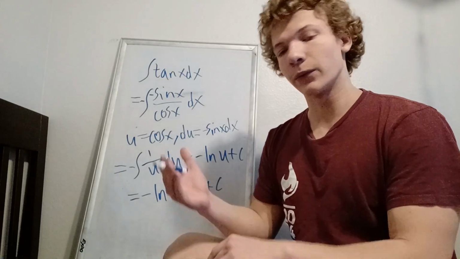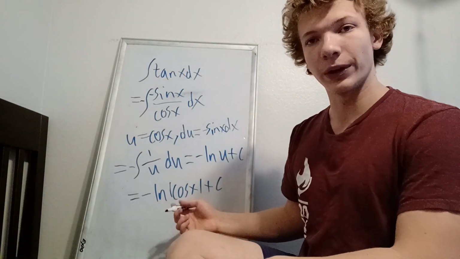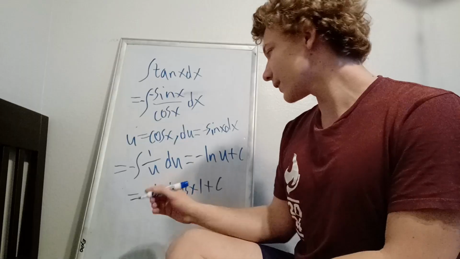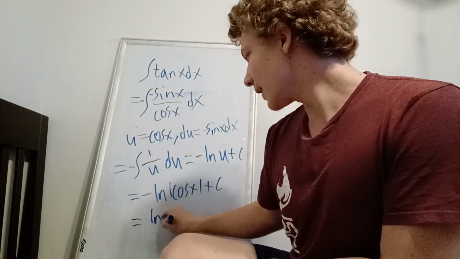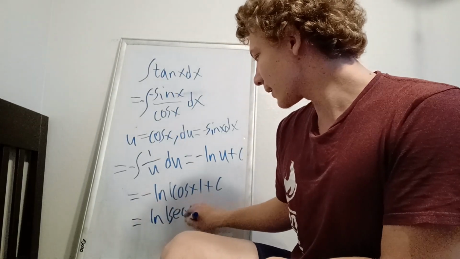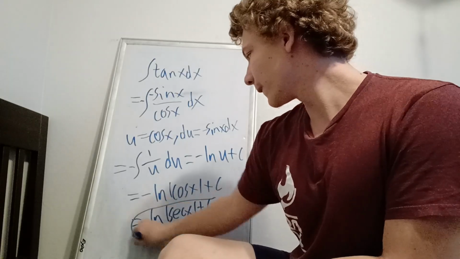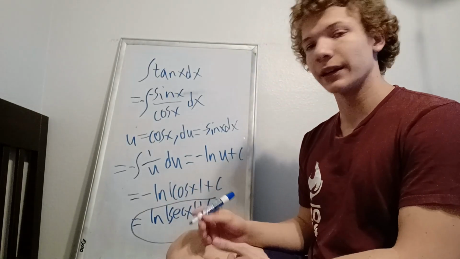You raise anything to the negative 1, you flip it, so it's the natural log of 1 over cosine. 1 over cosine is secant. So an alternate form is the natural log of secant x plus c. And that will be our final answer.